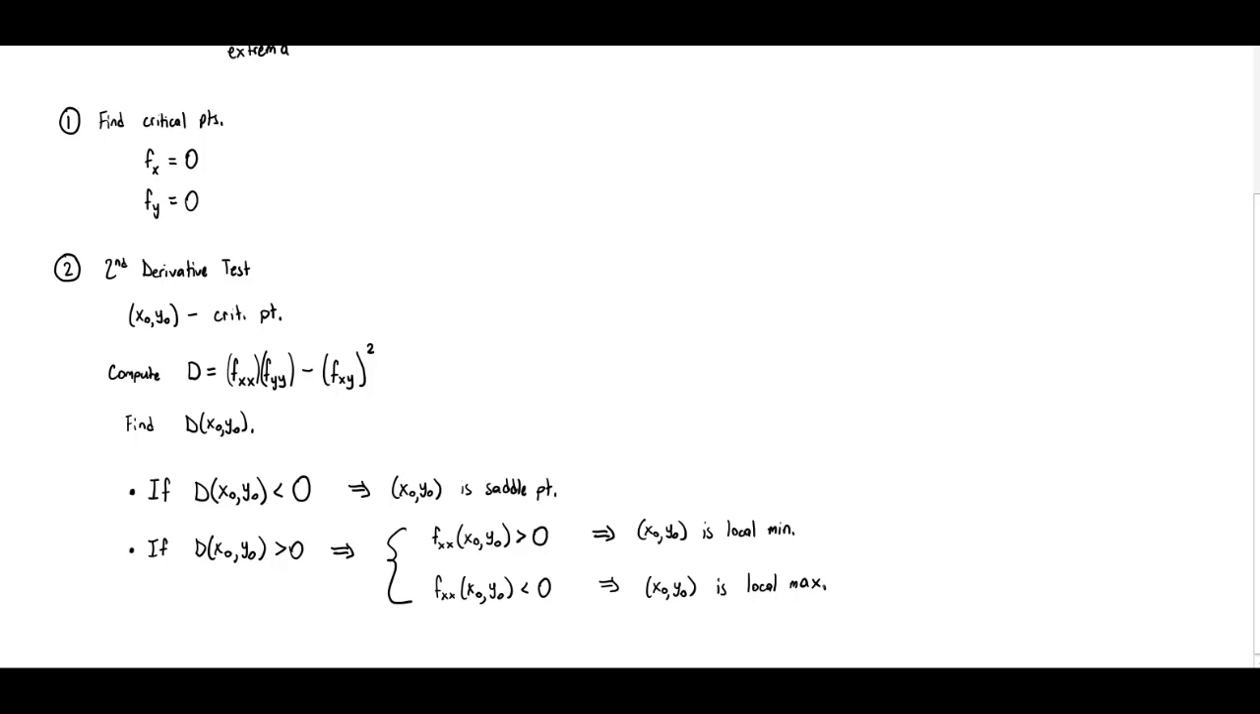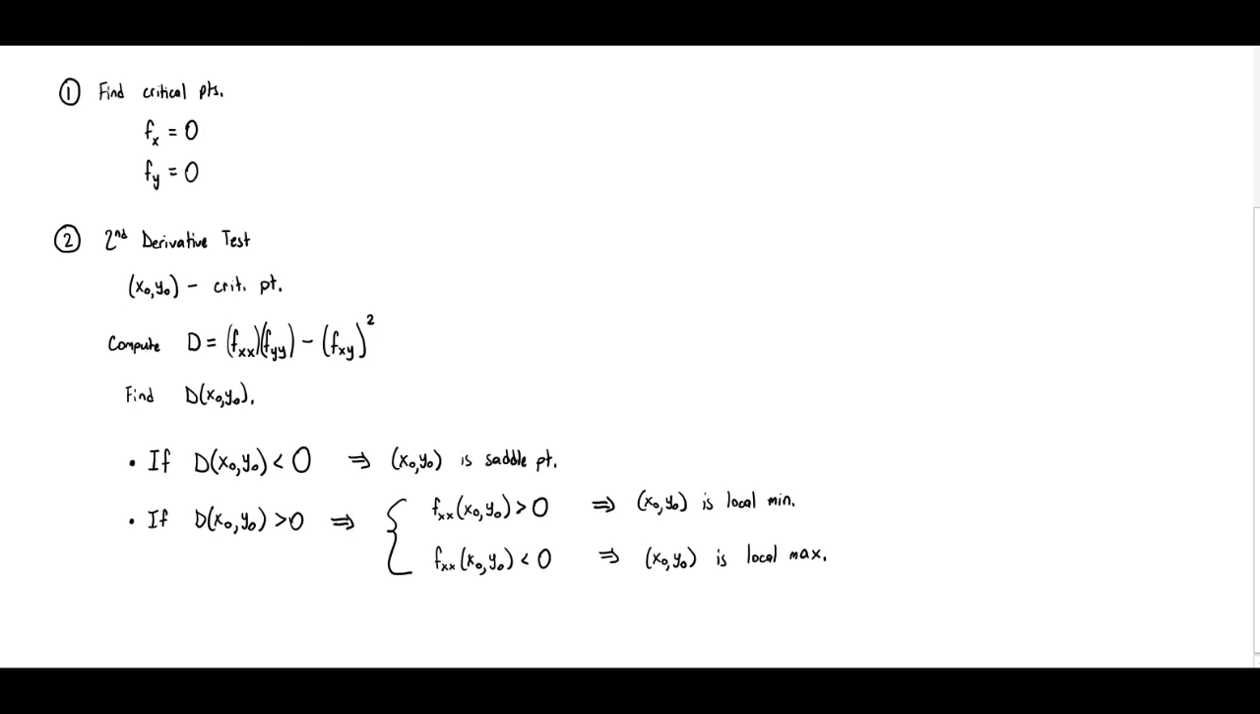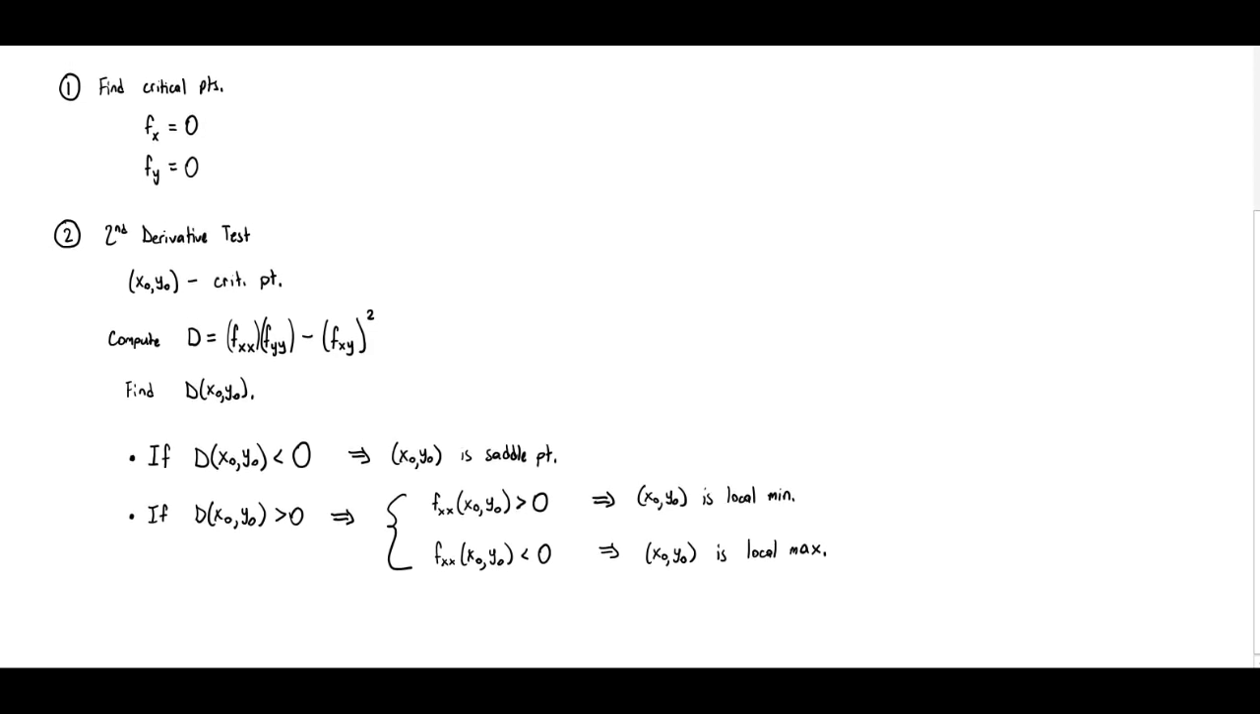So when you're looking for max or min of a function, these are the two things that you'll need to do. First, find the critical points by setting your first order partials equal to 0. And then you'll go through this procedure using these guidelines to determine whether the critical points were a max or a min.